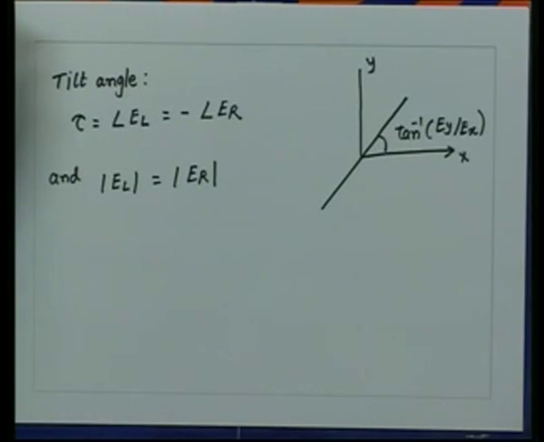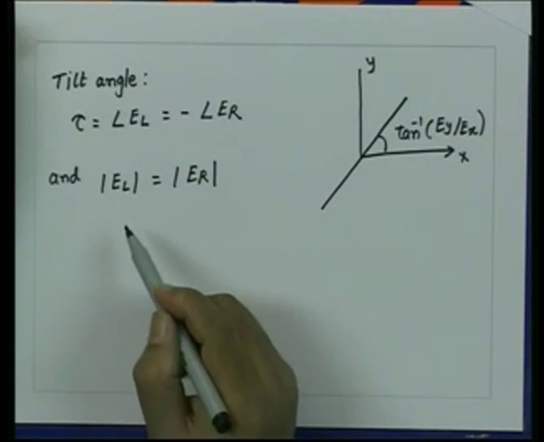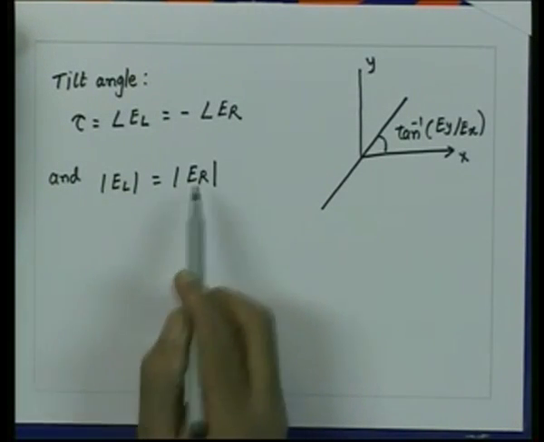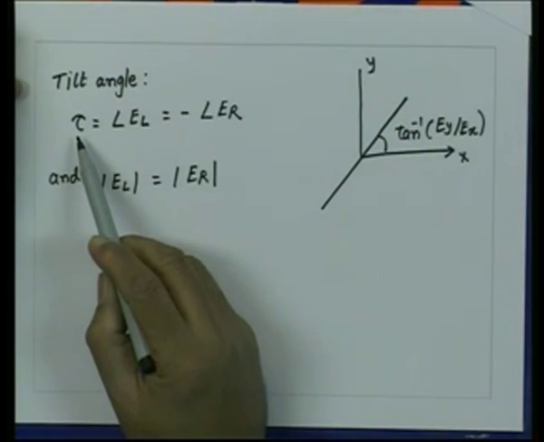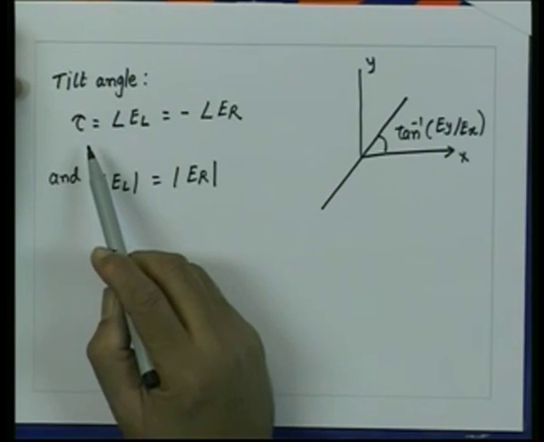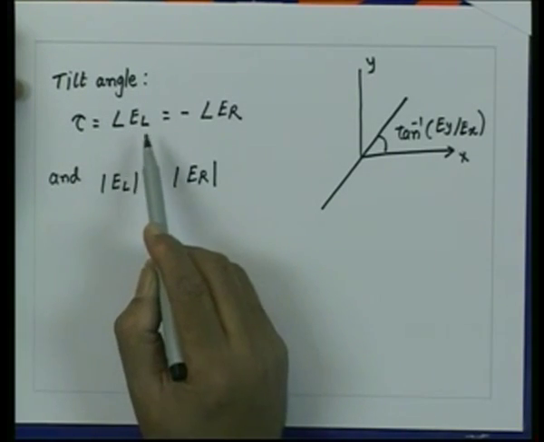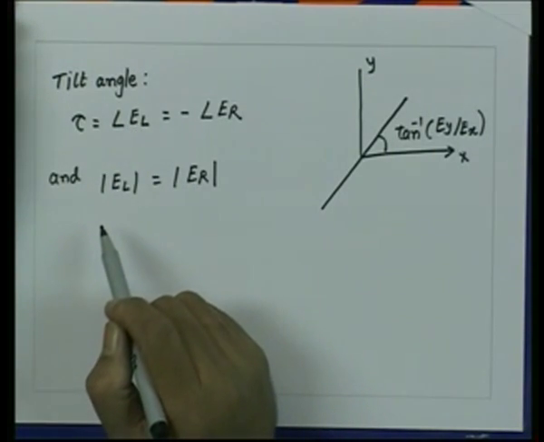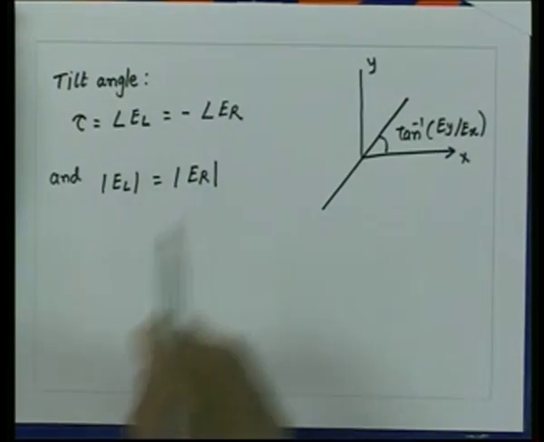So, what that means is, if we consider the two circularly polarized waves of left and right handed, and if their amplitudes are the same, and if they have a phase, then the tilt angle will correspond to the phase of the left handed polarized wave, and the right handed polarized wave will have the negative phase.